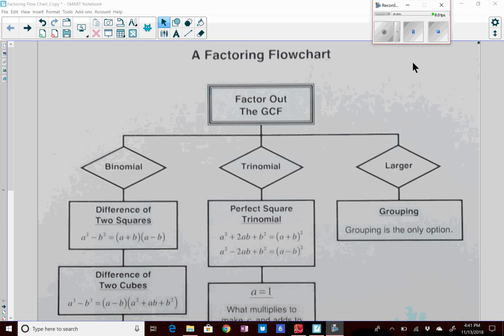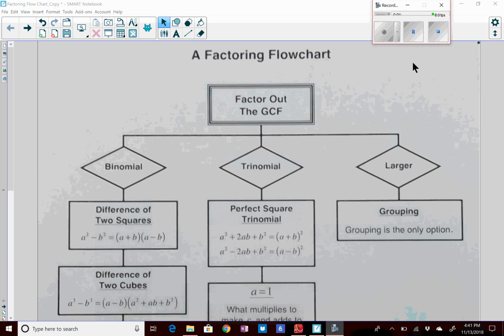is how to recognize those different things and how to handle them. So this flow chart that you have in front of you talks about the sequence on how to look at these expressions when you're asked to factor them. So the first thing you need to do when you get an expression to factor is take a look at it to see if there's a greatest common factor greater than 1 that you can take out of the expression.